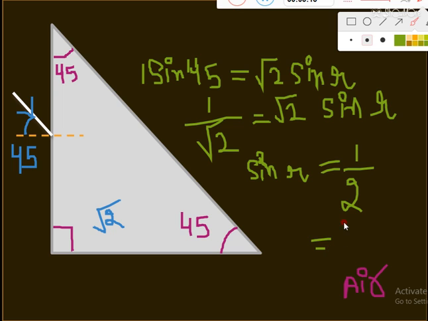I hope it is clear, and you can note down up to this point. This is 30 degree angle. So you can note down up to this point from the screen. After that I will erase it. Okay, you can pause the video and note down. Okay, now I am erasing it.